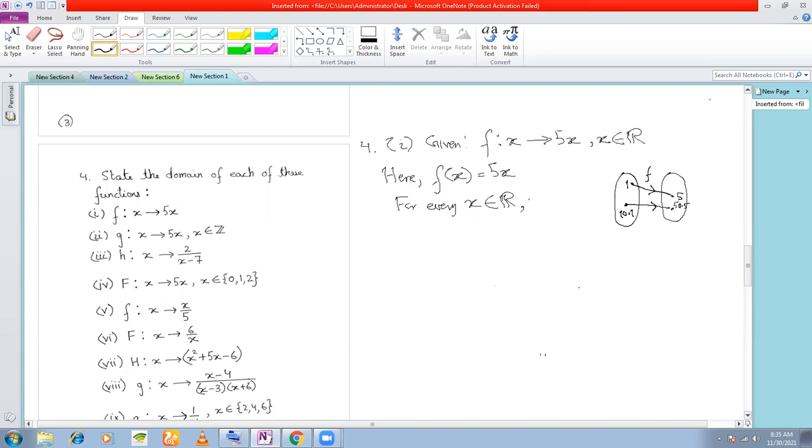So for every x belongs to R, there exists a distinct image in R. These two are real numbers, obviously, set of real numbers. Hence, what is the domain set? It is the set of real numbers, which is also written as minus infinity to plus infinity. This is the interval notation for real numbers. If you remember in sets, I told you.